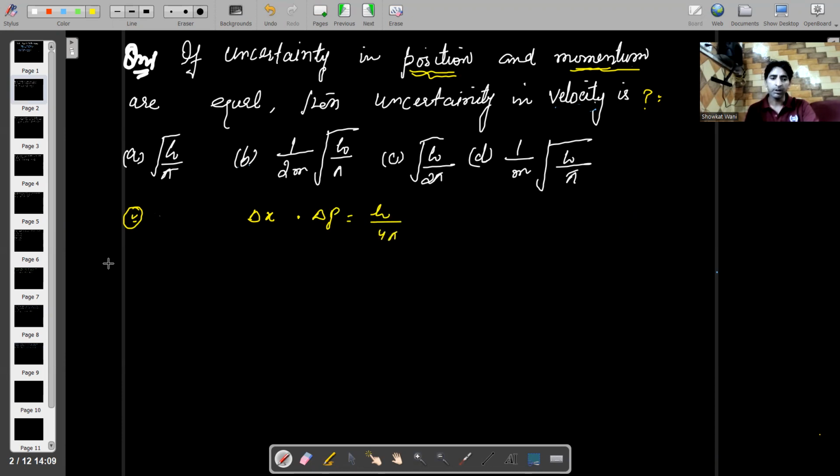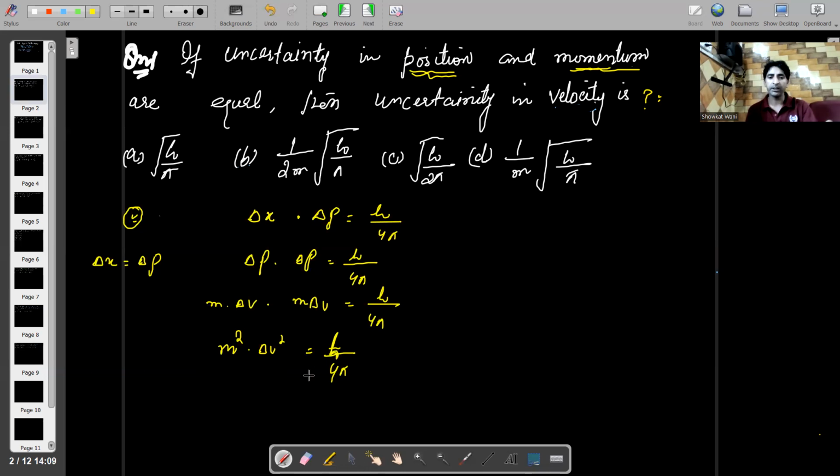Isn't it? Now, according to the question, the uncertainty in position is equal to the uncertainty in momentum. So I'll write del p in place of del x. So del p into del p is equal to h over 4 pi. Now we know that del p is equal to m del v. So m del v multiplied by m del v is equal to h over 4 pi. Further solving it, m into m is m square, so I can write m square into del v square is equal to h over 4 pi.